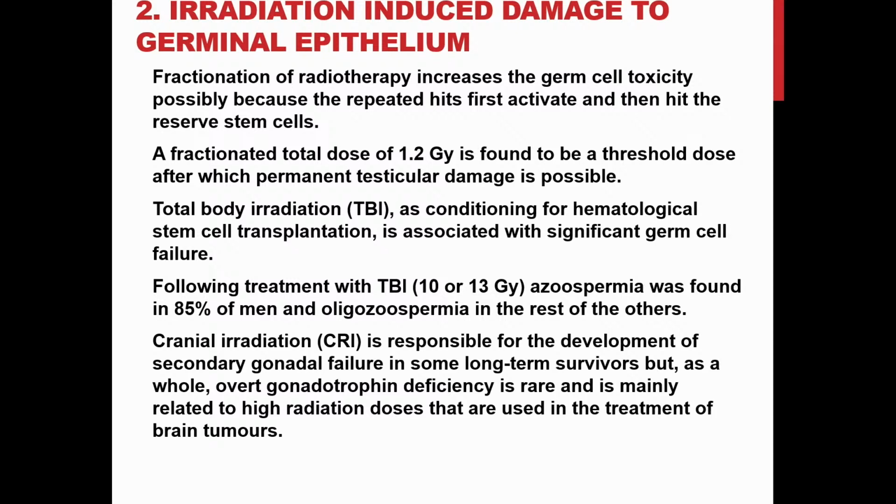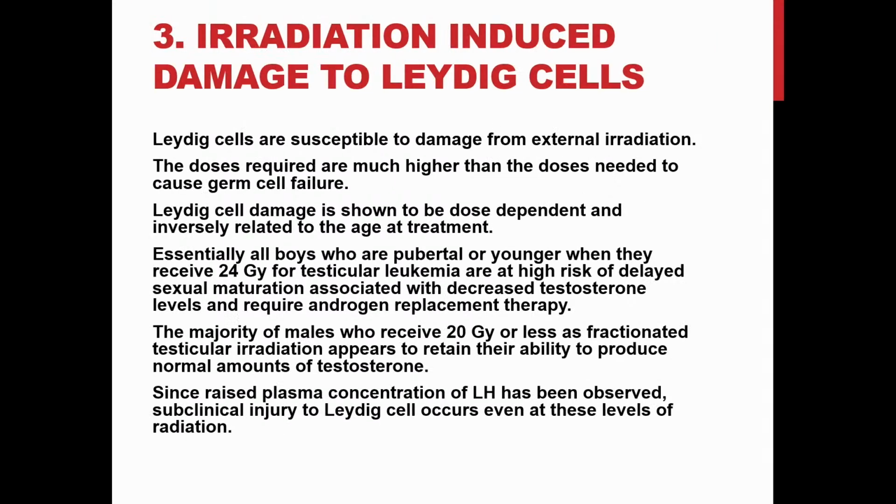So a fractionated total dose of 1.2 gray is found to be a threshold dose after which permanent testicular damage is possible. Also, total body radiation as conditioning for hematological stem cell transplantation is associated with a significant germ cell failure. Cranial irradiation may cause secondary gonadal failure, especially if given high doses of radiation to the brain.